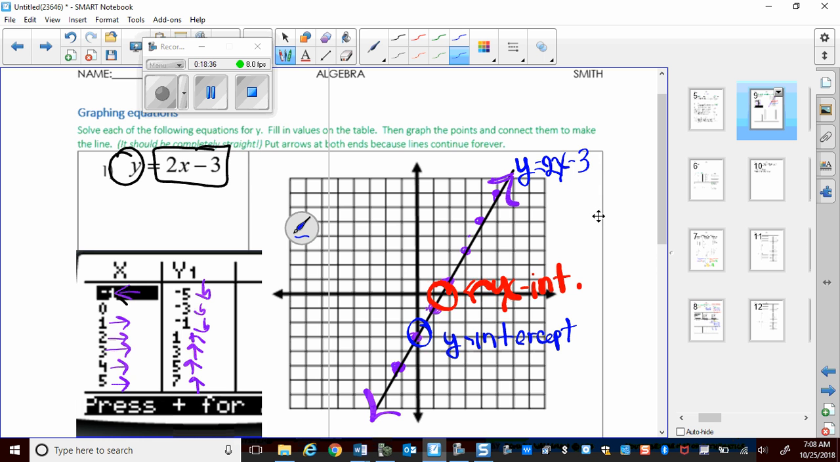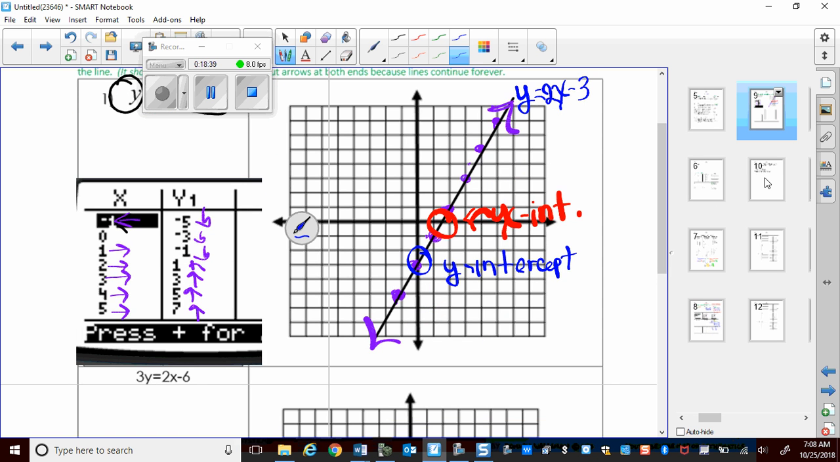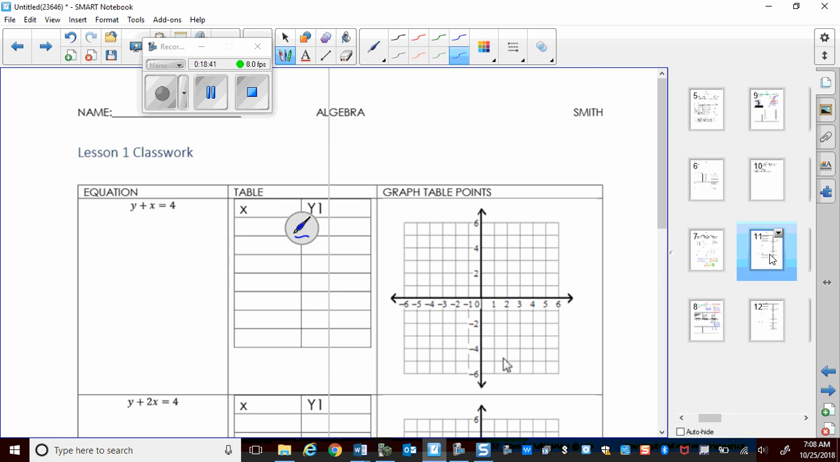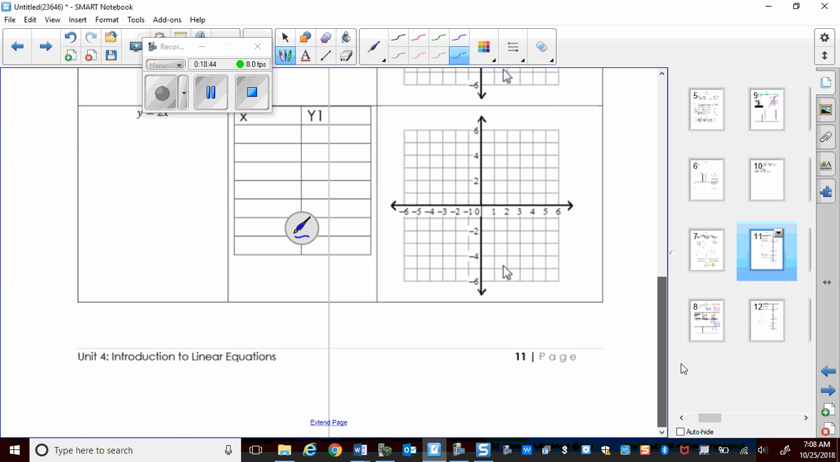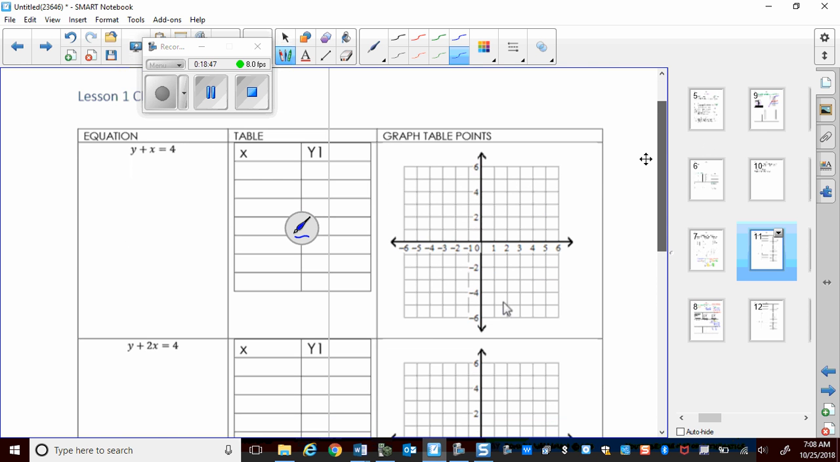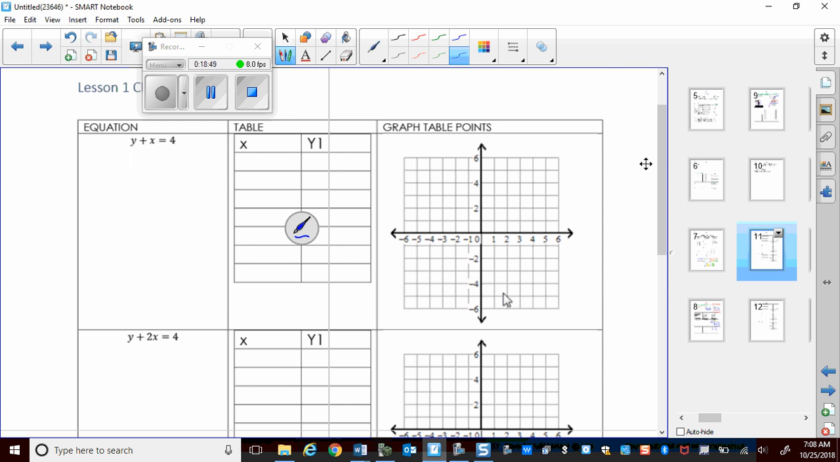I hope you have a good day. Complete all of the tasks. Do the homework on page 11 and 12, which involves making sure the equation is solved for y. It involves creating a table of values. It involves using those table of values to graph the line itself. Please also make sure that you label the line, and have a good day.